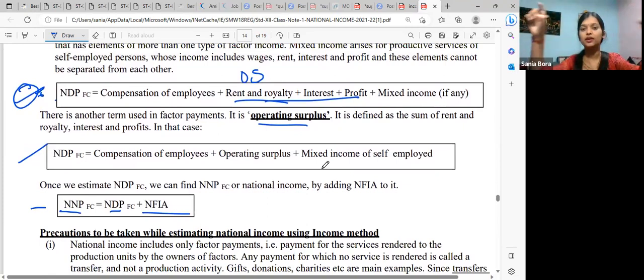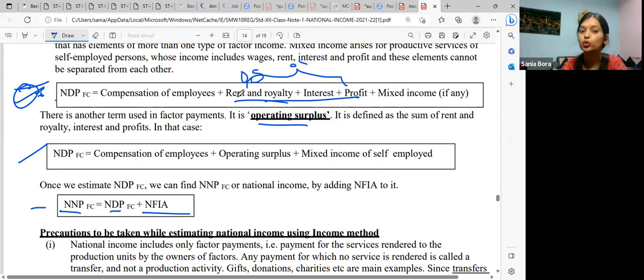Just write the heading: Calculation of national income through income method. Step 1. Calculate NDP at FC. Write the formula or write this. Or you can make a bar over here only. Just make a bar over here only. Including things, and over here write operating surplus. Clear? Sometimes they ask you to calculate only OS.